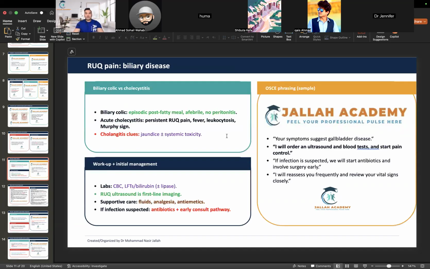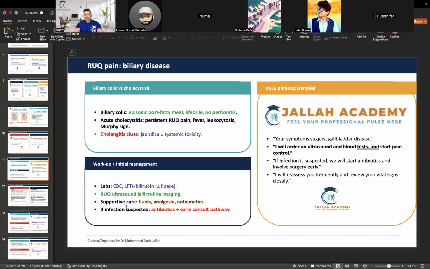Right upper quadrant pain, biliary disease. I think we did talk about this one. Biliary colic is usually episodic, after fatty meals, afebrile, with no peritonitis, and usually lasts less than 6 hours. Acute cholecystitis is persistent right upper quadrant pain. Colic is episodic; this is persistent. It's less than 6 hours; this is more than 6 hours. The patient does not have fever here; the patient has fever here, with leukocytosis and a positive Murphy sign. Cholangitis: the patient will have jaundice plus systemic toxicity.